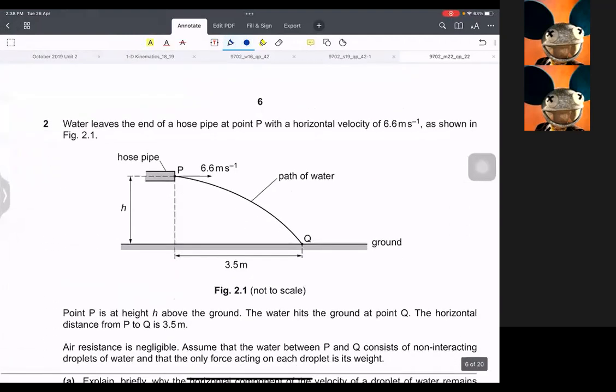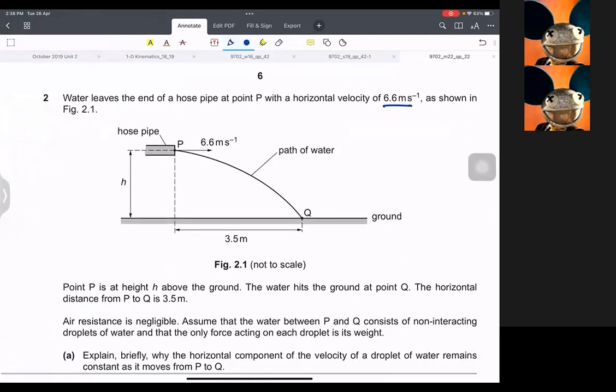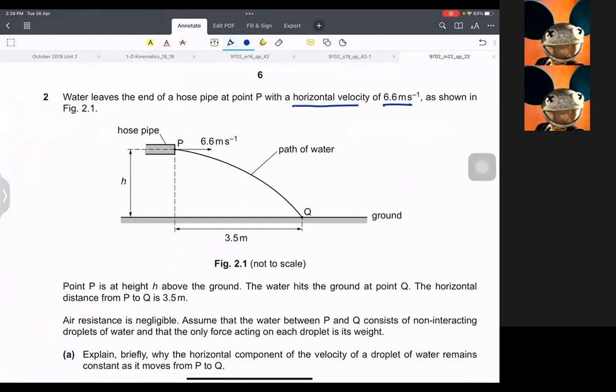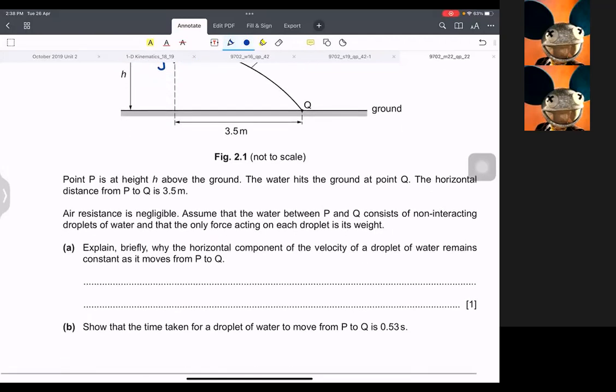Next, water leaves the end of hose pipe P with a horizontal velocity. Fine. With a horizontal velocity means that it has an x component of velocity and the y component of the velocity is 0. The angle details don't really matter. Explain briefly why the horizontal component of the droplet remains constant as it moves.